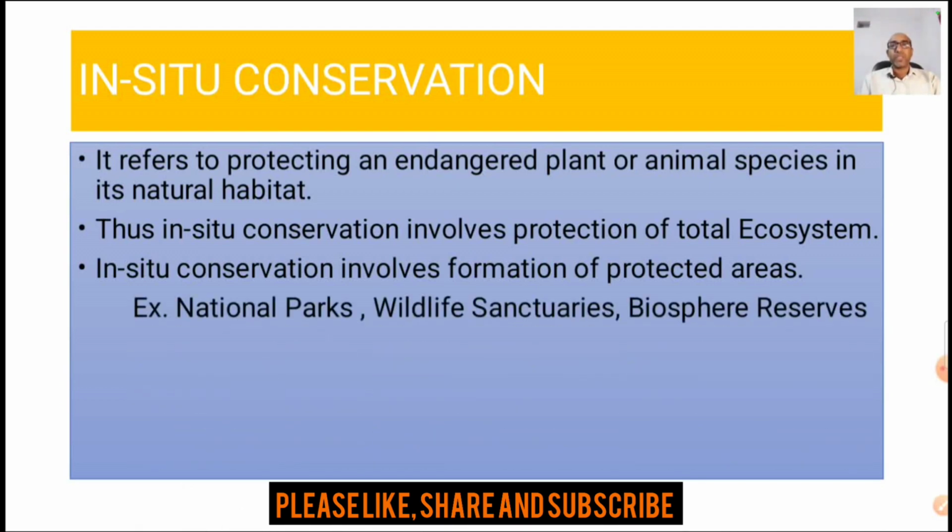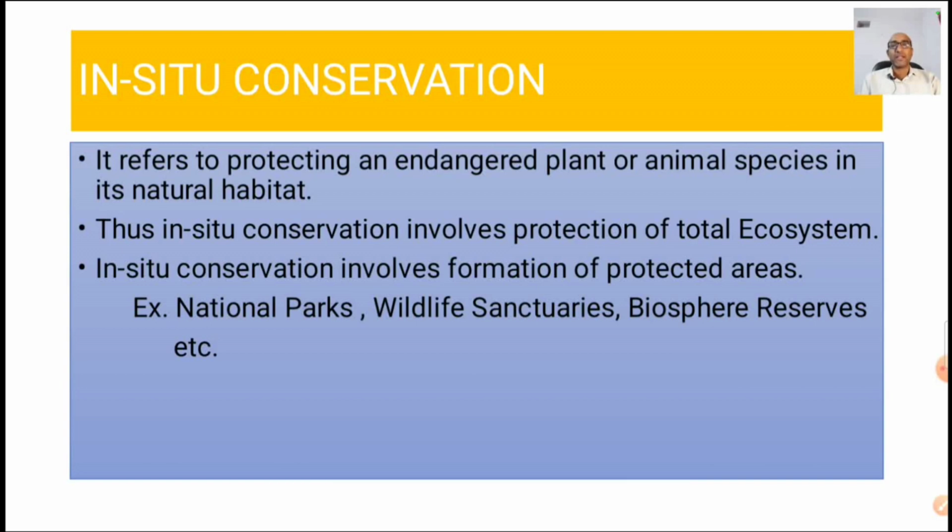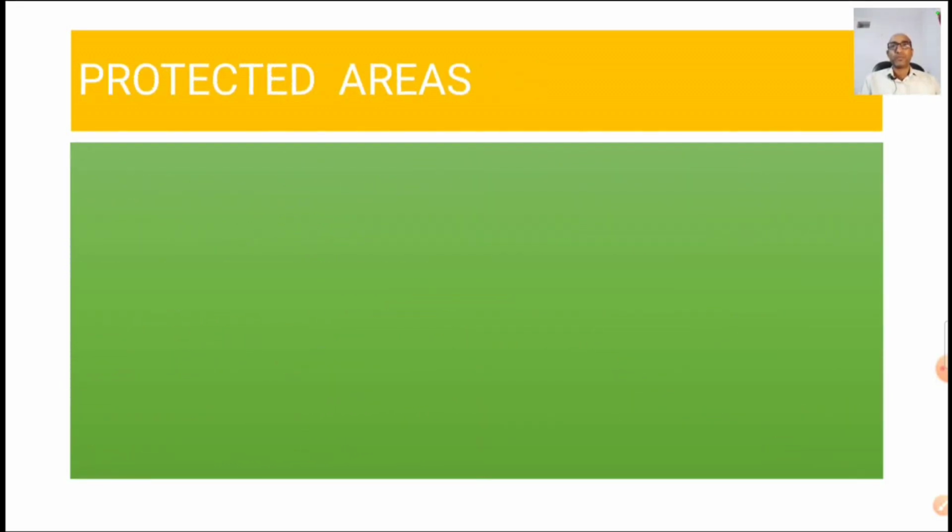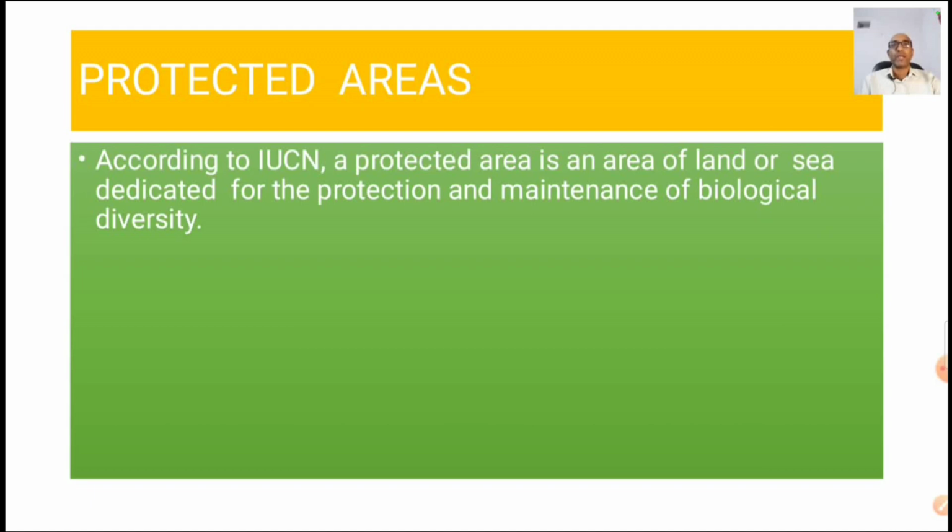So, as far as protected areas are concerned, IUCN has given a definition for protected areas. As far as the IUCN is concerned, it says that a protected area is an area of land or sea which is specifically dedicated for the protection and maintenance of biological diversity. Got it? So, IUCN, you know the full form of IUCN, International Union for Conservation of Nature and Natural Resources.